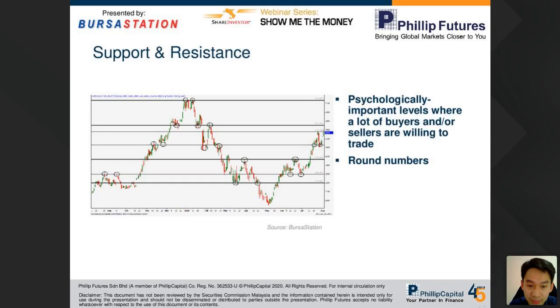Similarly for support, there are two reference points where the price cannot break below them. Then we can conclude that that is a support. So we want to buy at the support and sell at the resistance. That's one of the common basic trading strategies. Also take note that round numbers are usually areas of strong support and resistance, where it's quite hard to break through.